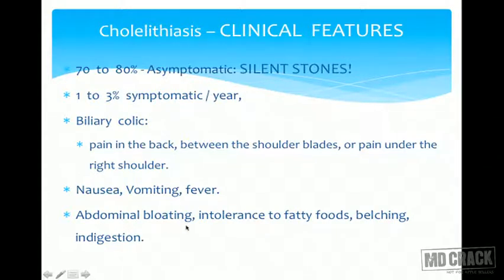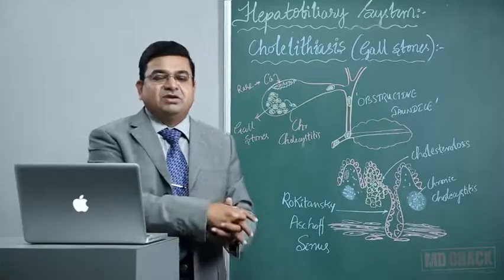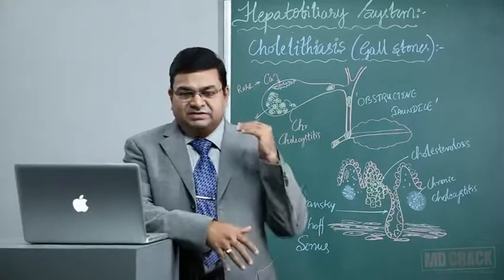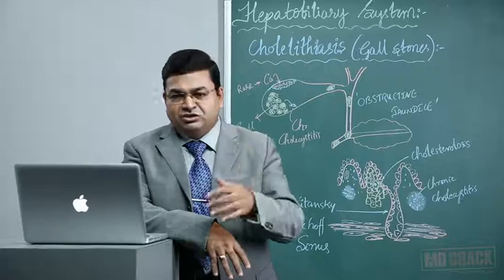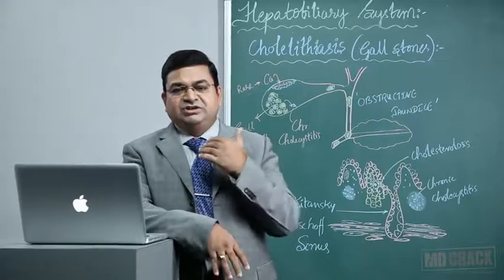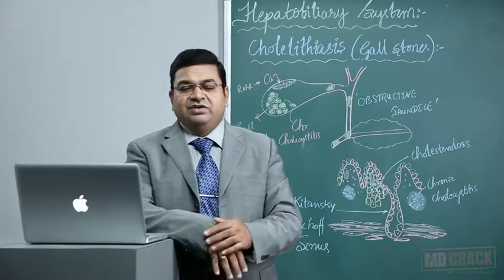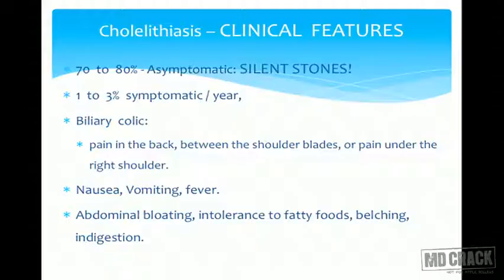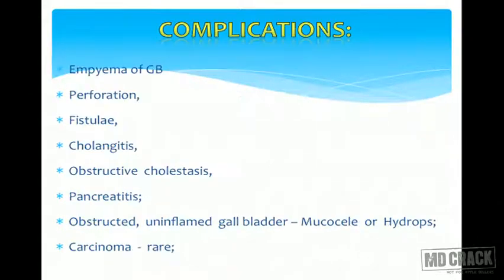Patient can also have abdominal bloating and intolerance to fatty food, because fatty foods need bile for proper absorption. If the bile is not available because of the obstruction by the stones, intolerance to fatty food will develop. Patient can have steatorrhea, that is, an excessive amount of fat excreted in the stools. Belching and even indigestion can occur. Remember the complications of gallbladder stones. Empyema, that is inflammation resulting in the formation of pus. So a pus-filled gallbladder, called empyema of the gallbladder, can occur.